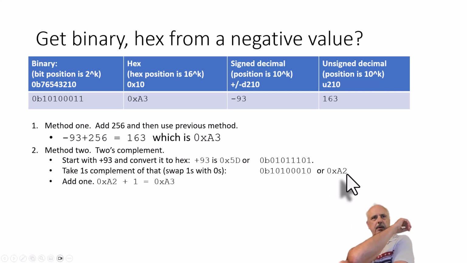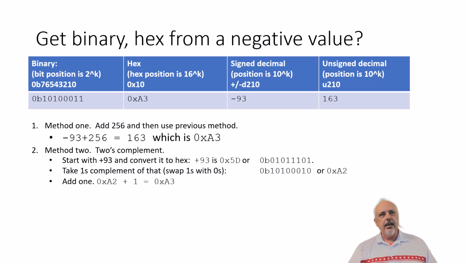Now I take the 1's complement, I get A2, and then I add 1 to get the A3. That's how you can work with negation, and this is how computers do it. They do the 1's complement, which is a very efficient computation because you're just flipping the bits, and then you increment. So very quickly you get the negative.